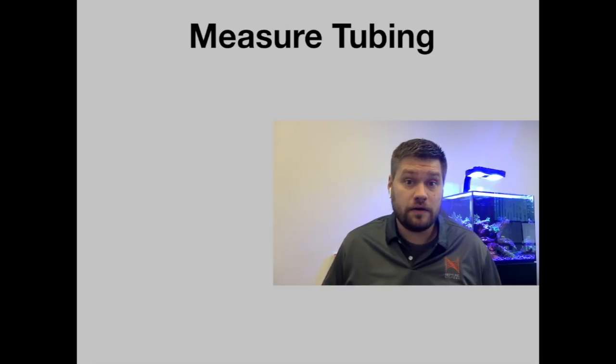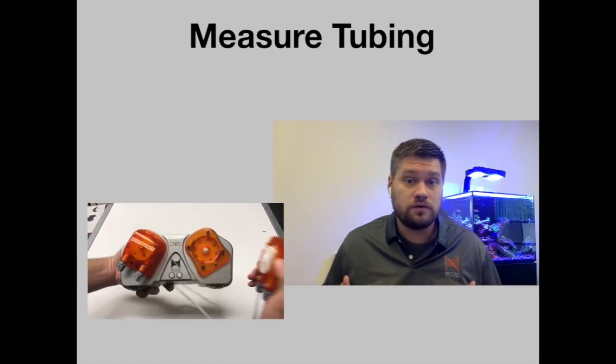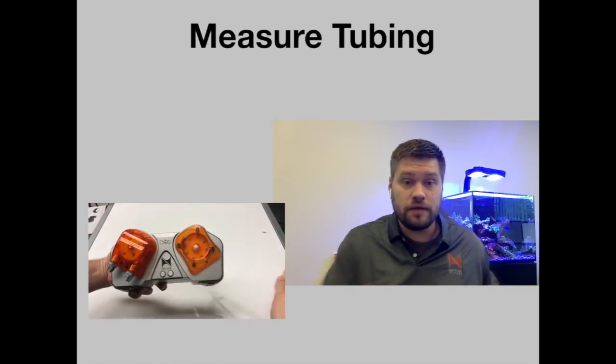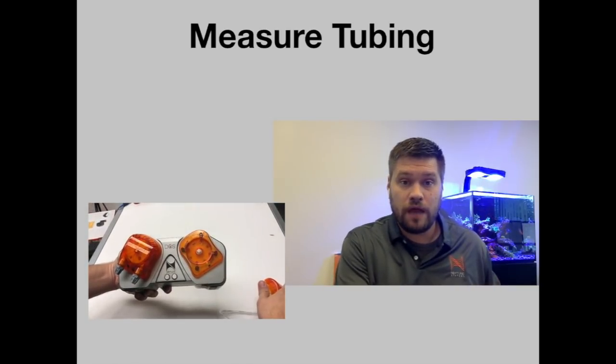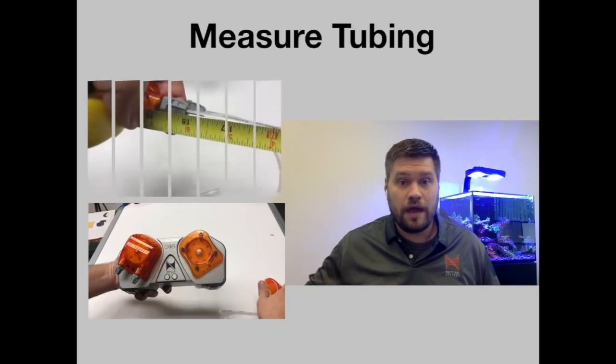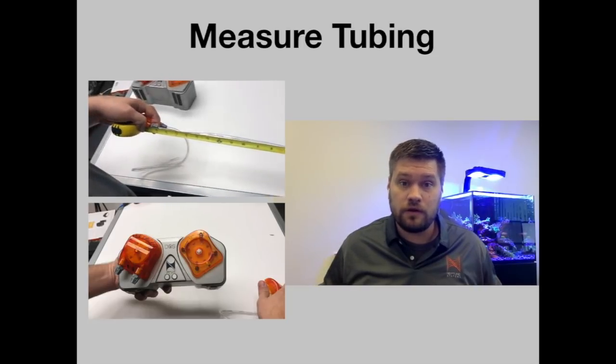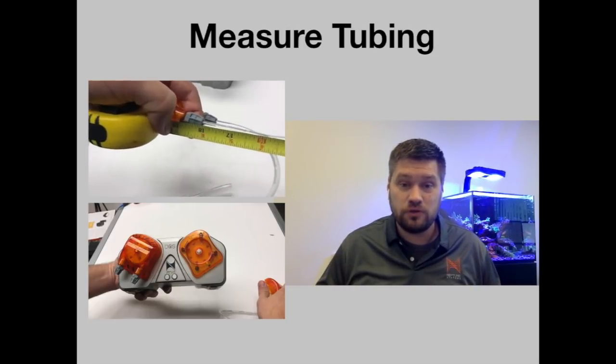After physically setting your dose up, you're going to need to measure the length of dose tubing that you are using. To do this, simply remove the dose head and get a tape measure and measure the length of tubing that you're using both on your in and out tubes.